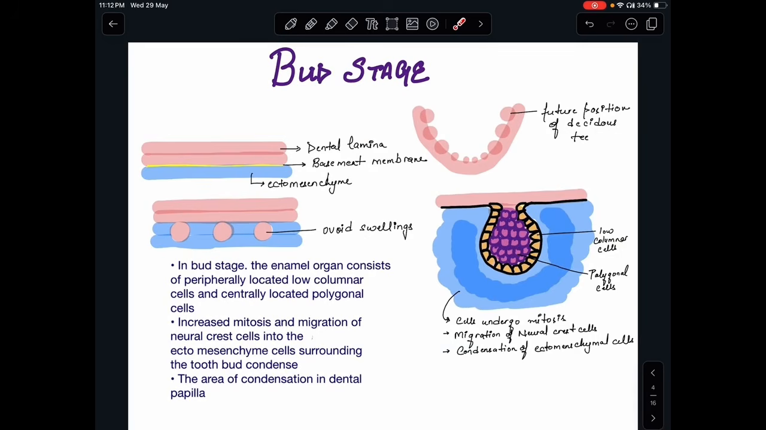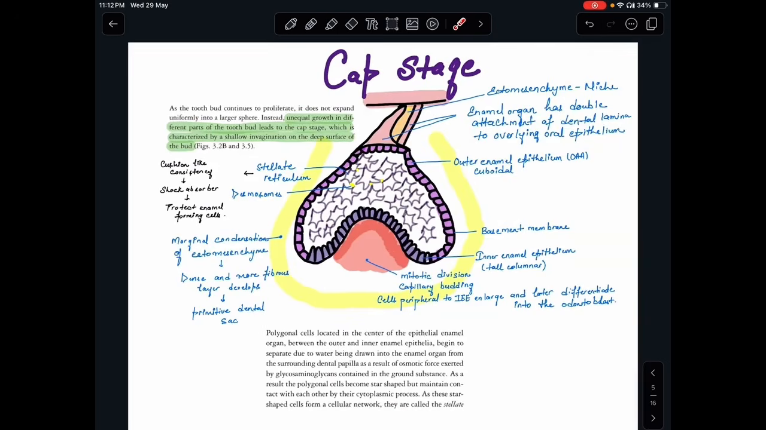So we had low columnar cells over here. Now this is converted into outer enamel epithelium and inner enamel epithelium. So what are outer enamel epithelium? They are cuboidal cells in here, and inner enamel epithelium, they are tall columnar, and these cells will form ameloblasts. Okay, these will later differentiate into ameloblasts, and the ameloblasts will form enamel. So these are enamel forming cells. These are primitive forms of enamel forming cells.